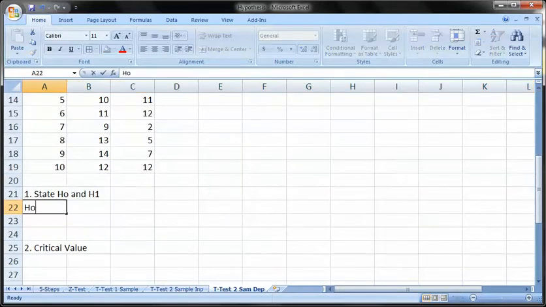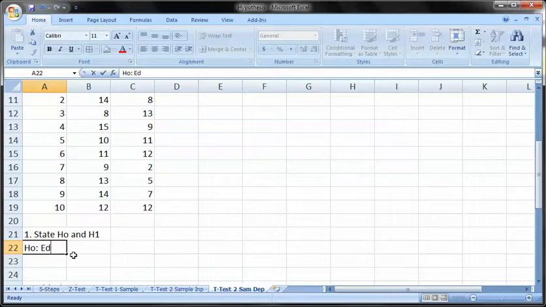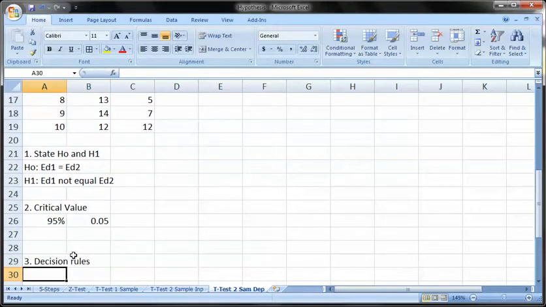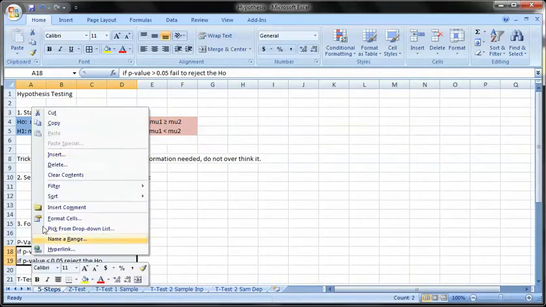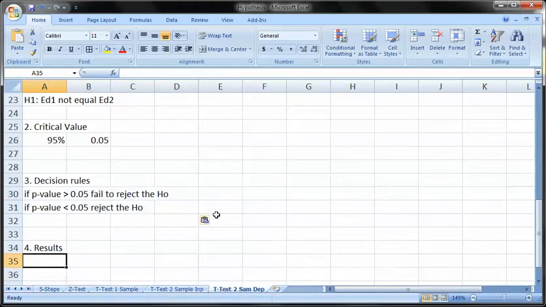So state my null, my alternative. My H naught is going to be editor 1 is the same as editor 2. My alternative: editor 1 is not equal to editor 2. We'll use the 95 percentile, my decision rules. All right. So we fail to reject if greater than 0.05, and if less than 0.05, we reject the null.